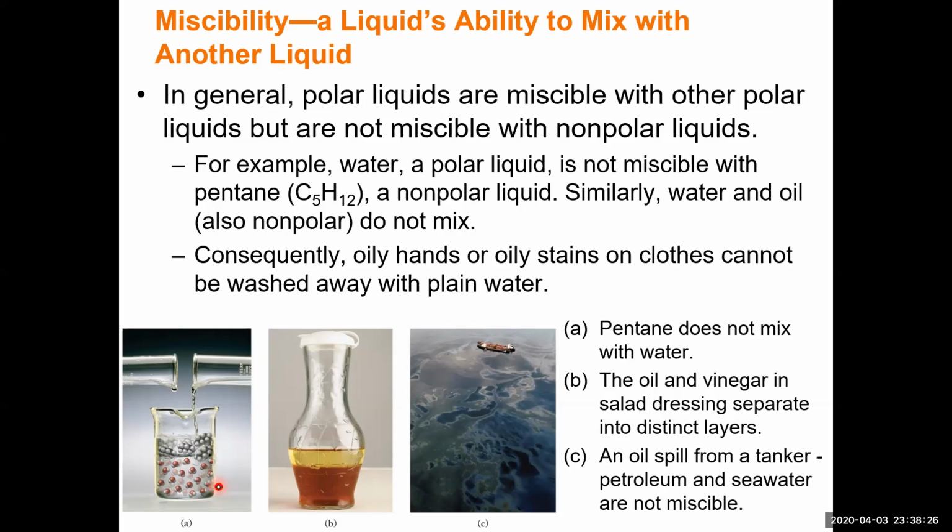In figure B, we see that the oil and the vinegar in salad dressing separate into distinct layers. So we have a layer of oil and we have a layer of vinegar, but they do not actually mix with each other. And then in part C, we see an oil spill from a tanker that contains petroleum, now spilled onto the seawater, and they are not miscible. So all of that oil generally floats on top of that water.